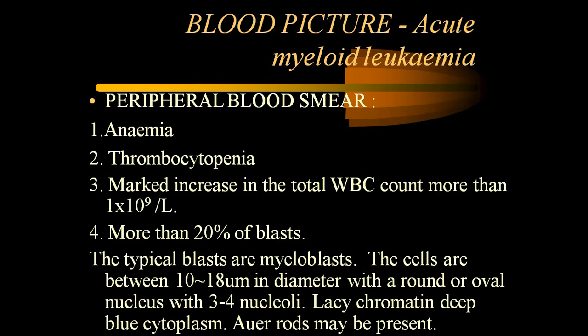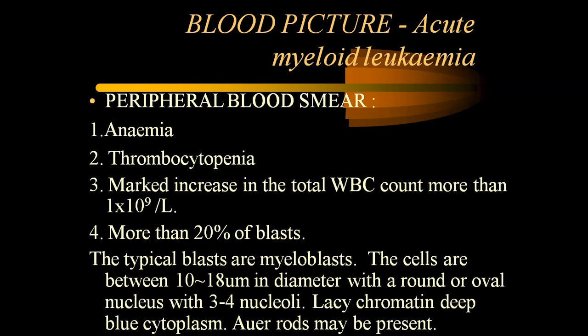The myeloblasts are large cells around 10 to 18 microns in diameter. They have a large round to oval nucleus with 3 to 4 nucleoli. They have a very fine lace-like chromatin and a lot of deep blue cytoplasm. Classical myeloblasts are agranular, but they sometimes have granules.